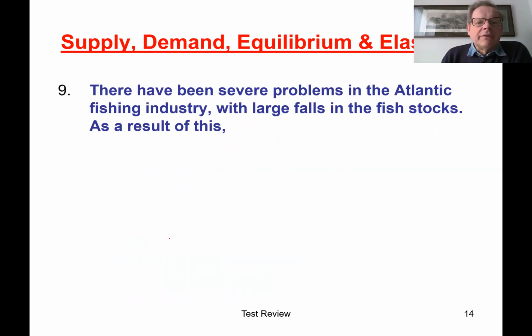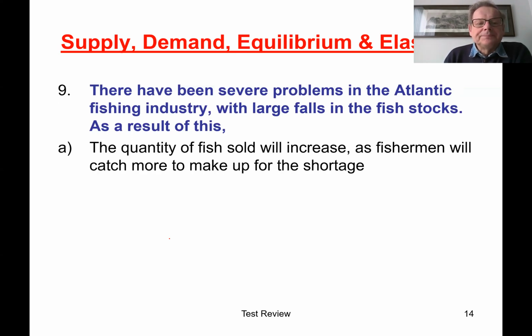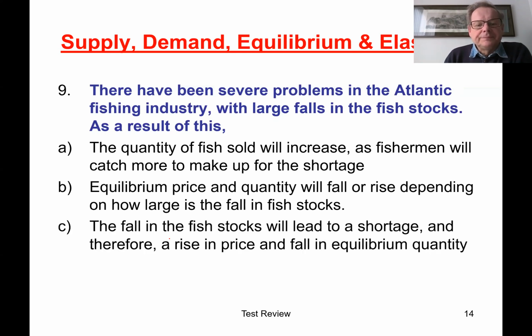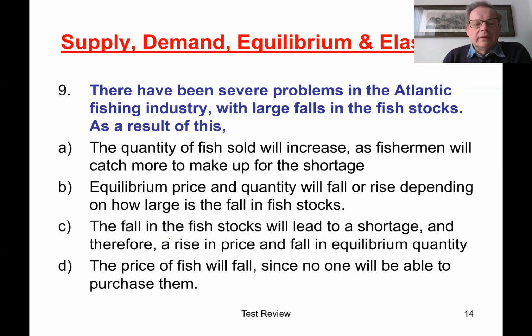Question number 9. There have been severe problems in the Atlantic fishing industry with large falls in the fish stock. As a result of this, we have option A, option B, option C, option D.